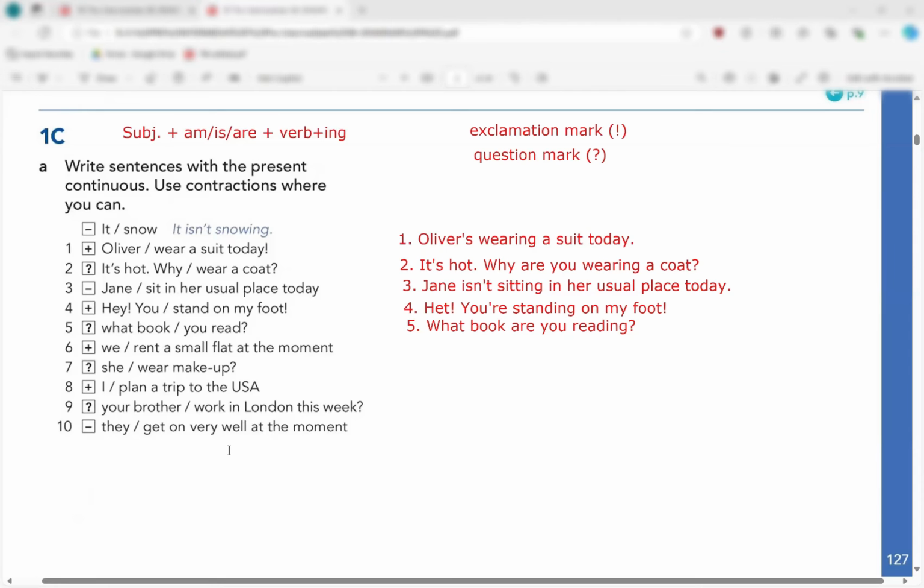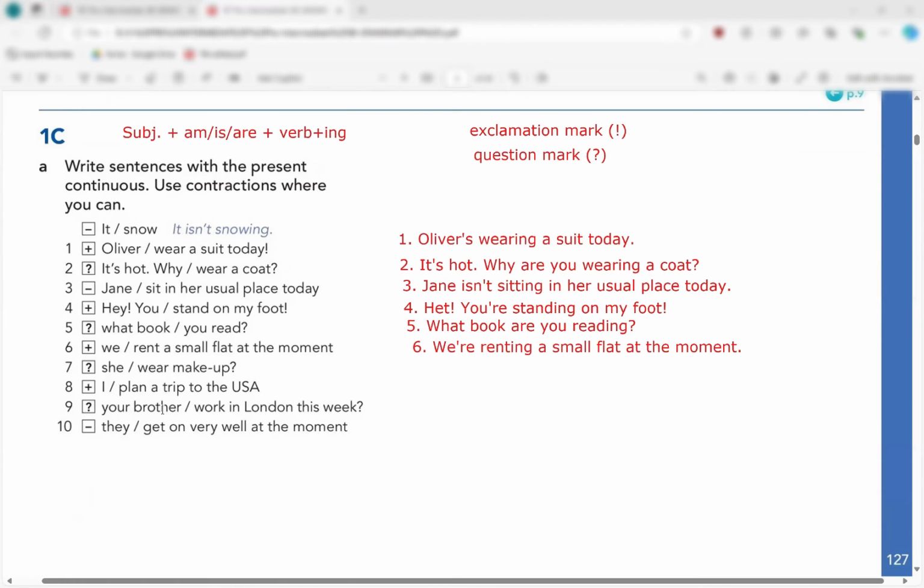Number 6, positive. We rent a small flat at the moment. We're being asked present continuous, guys. So number 6. So we, it will be are. If I want to make a contraction, we apostrophe re. We are renting. So ing. We're renting a small flat at the moment. That's it.